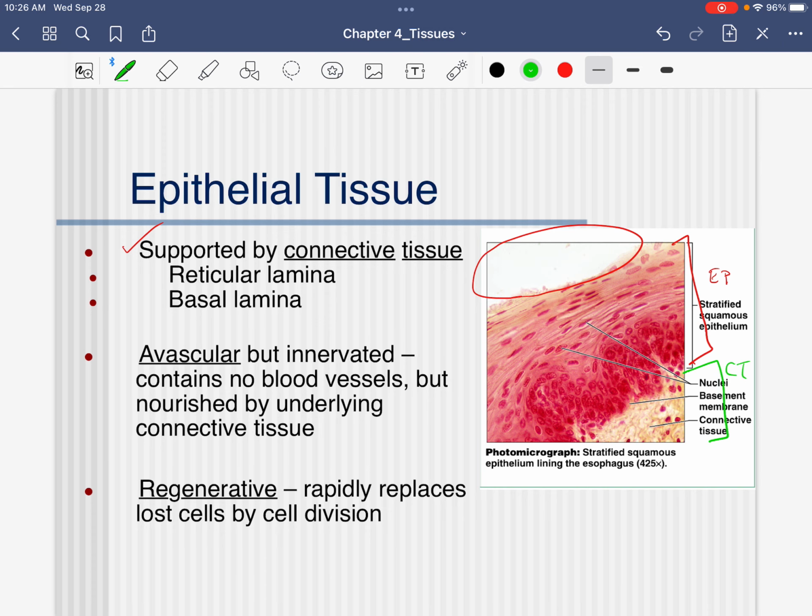When you're in lab and you're looking for epithelial tissue, you're going to have to look at the area that's facing the free space, because underneath the epithelial tissue is the connective tissue.